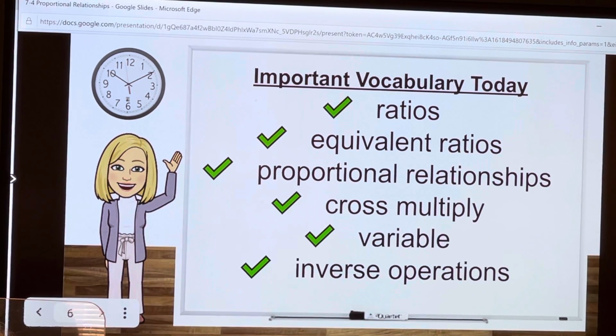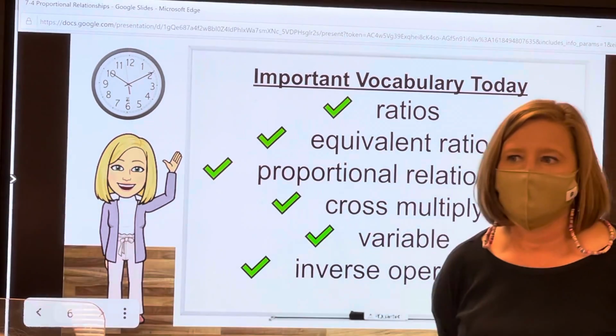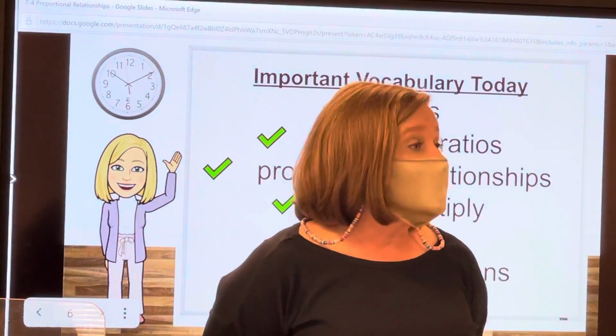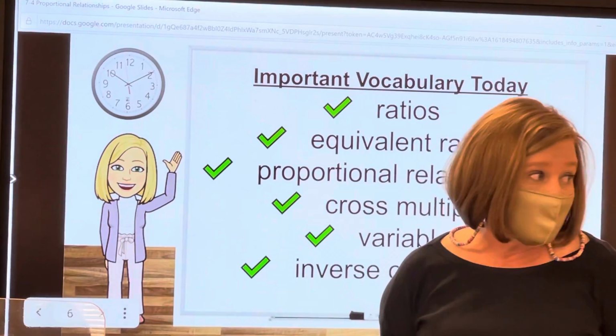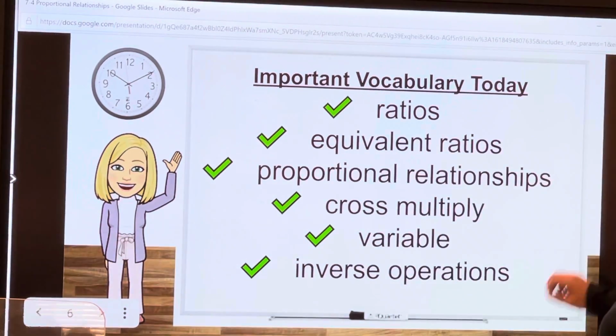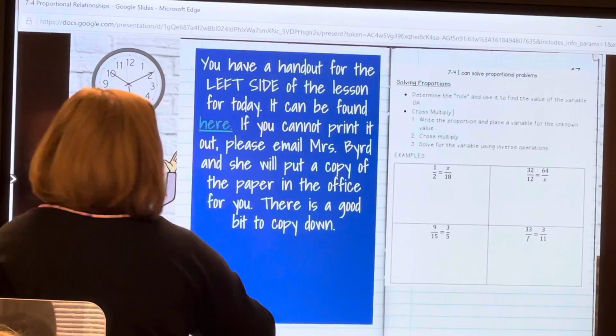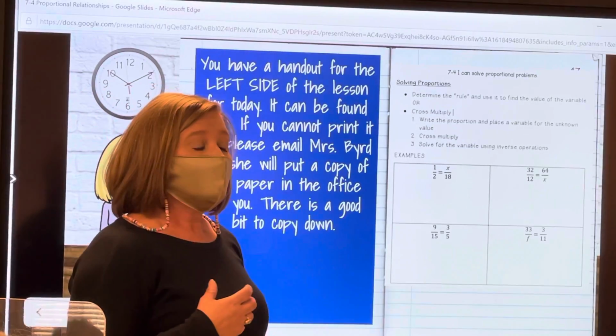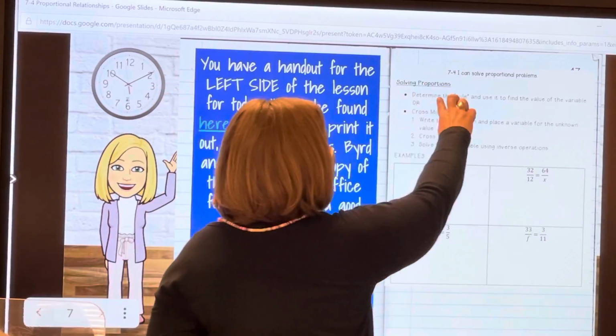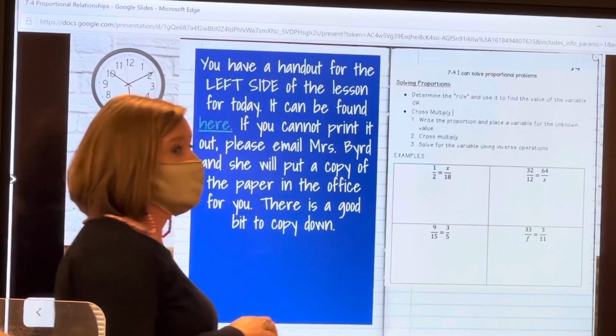Now, what is a variable? A variable is not a number. A symbol that's used to represent a number. An unknown. It can be a letter, it can be a symbol that is used to represent a number. What are inverse operations? Using the opposite. Inverse means opposite operation. Those are things that we've all learned before.